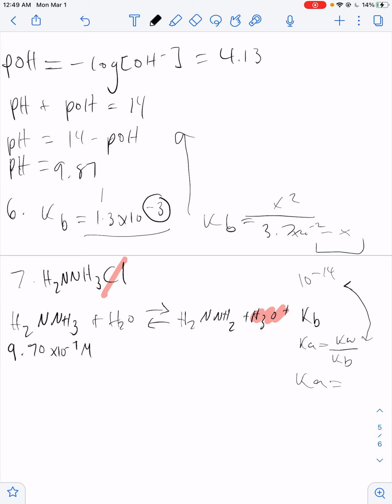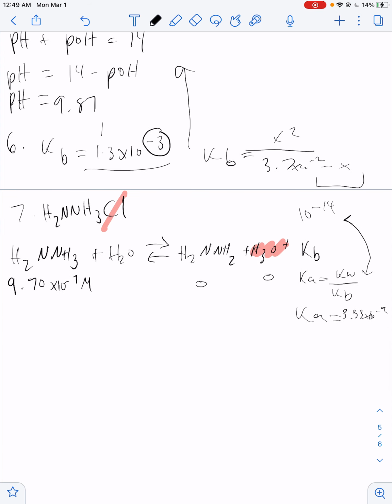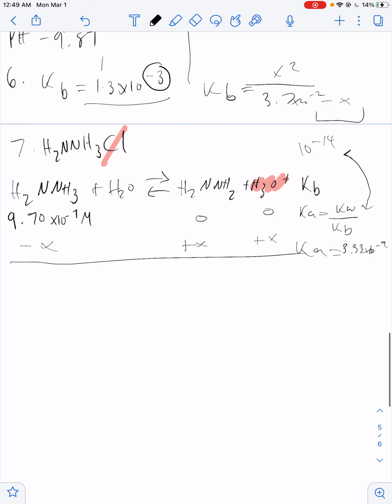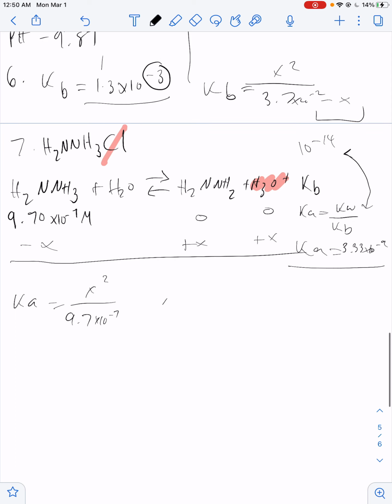Okay, so our Ka is going to be 3.33 times 10 to the negative 9. And then now we just do our ice table. You know the drill, and I'm just not going to write the last part. And then we have Ka equals x squared over 9.7 times 10 to the negative 7. We don't need this minus x because our K is super small. And then we just solve for x. X is going to be 5.69 times 10 to the negative 5. And that's our concentration of H3O+, right, from our ice table.